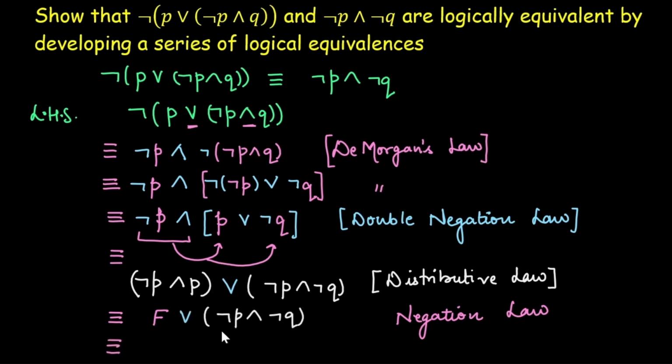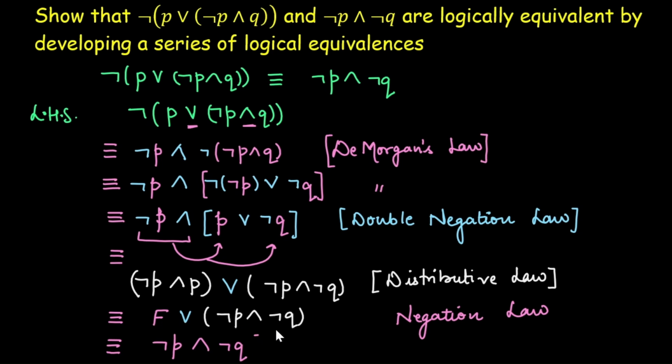Now, this statement is further logically equivalent to what? False statement or some statement. So, here we have some statement. We don't know what is the value of this. Maybe true, maybe false. And here we have the false statement. And we are using OR operator in between these two statements. So, this is logically equivalent to negation P or negation Q.